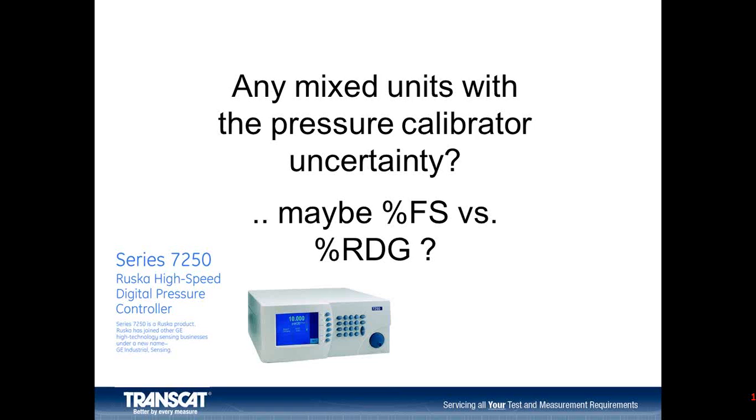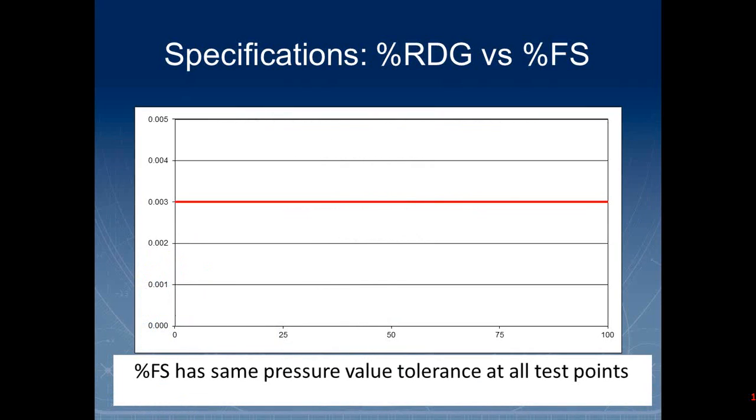As it relates to the uncertainty assessment, there's something else that influences the process somewhat like mixed units, and that is the specification. Specifications may be stated as percent of full scale, or percent of range, or percent of reading. So let's look at that a little bit, see what it means.